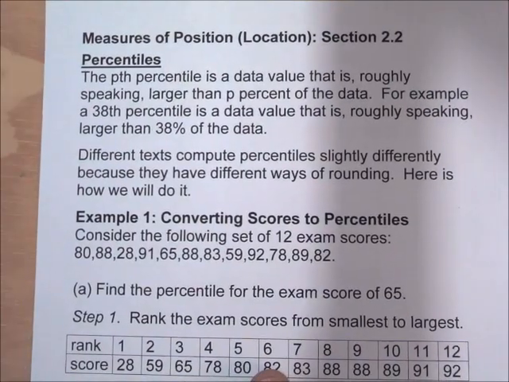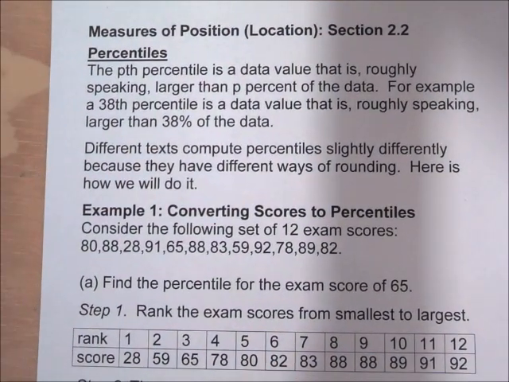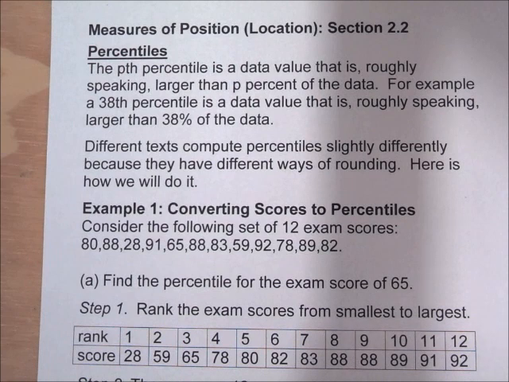Measures of position. It's section 2.2 in the text. The primary measures of position that we'll be working with are percentiles and quartiles. Percentile: the p percentile is a data value that, roughly speaking, is larger than p% of the data. For example, the 38th percentile is a data value that is, roughly speaking, larger than 38% of the data.